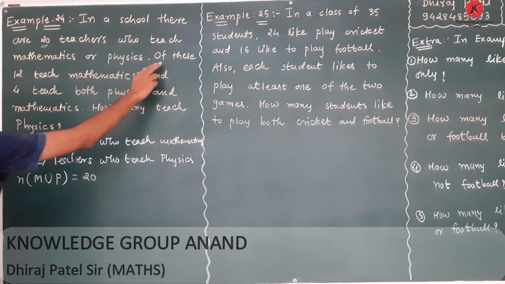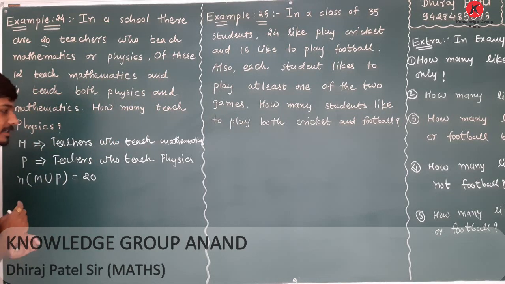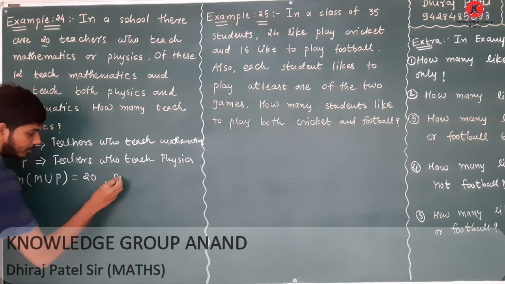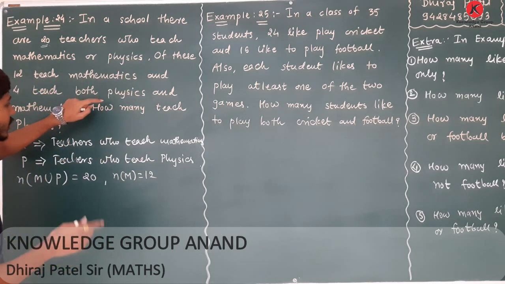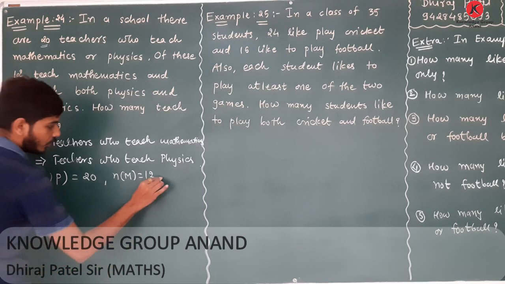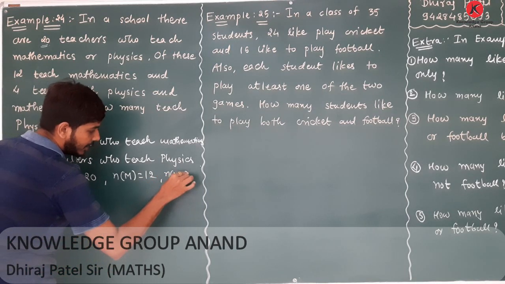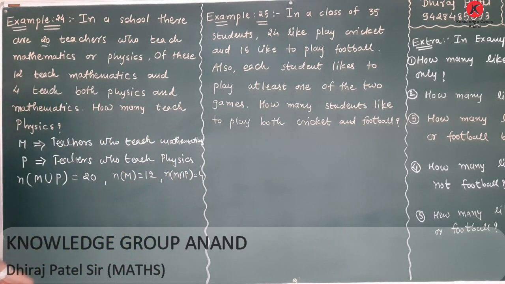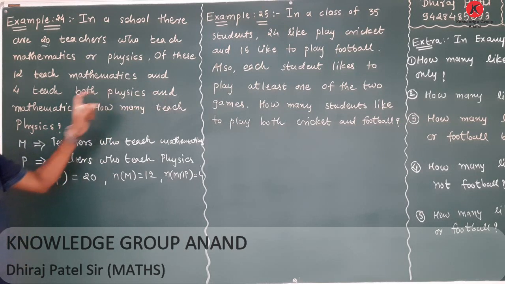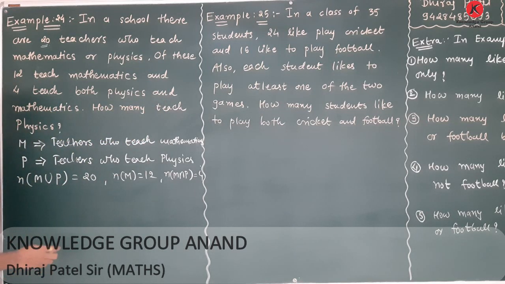Next one. Of these, 12 teach mathematics. Therefore, the number of elements in M is 12. Next one: 4 teach both physics and mathematics. Therefore, M intersection P equals 4. Now you have to find how many teach physics. Therefore, you have to find the number of elements in P. If you don't write this in the data, that is also fine. You have to solve this sum by the Venn diagram.